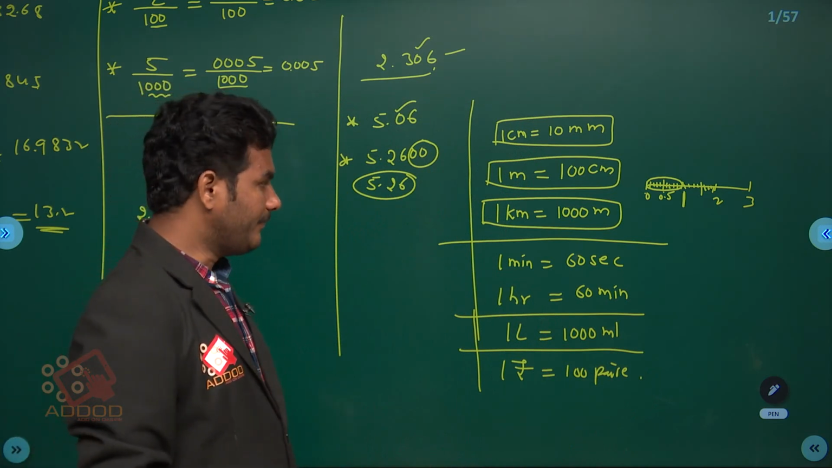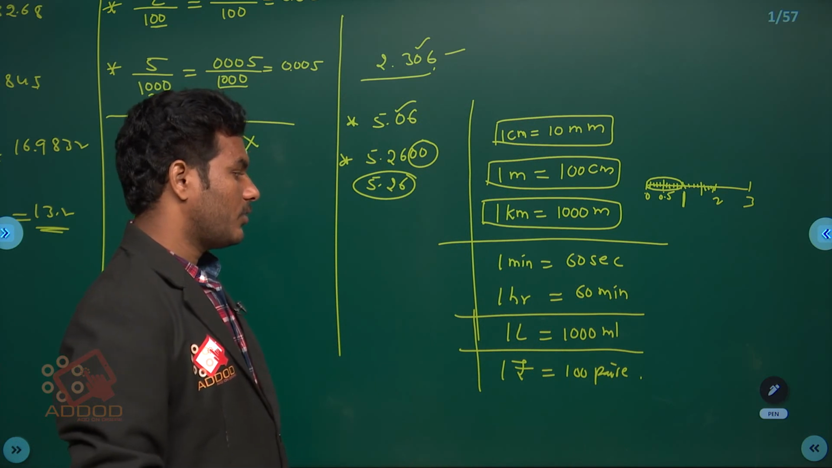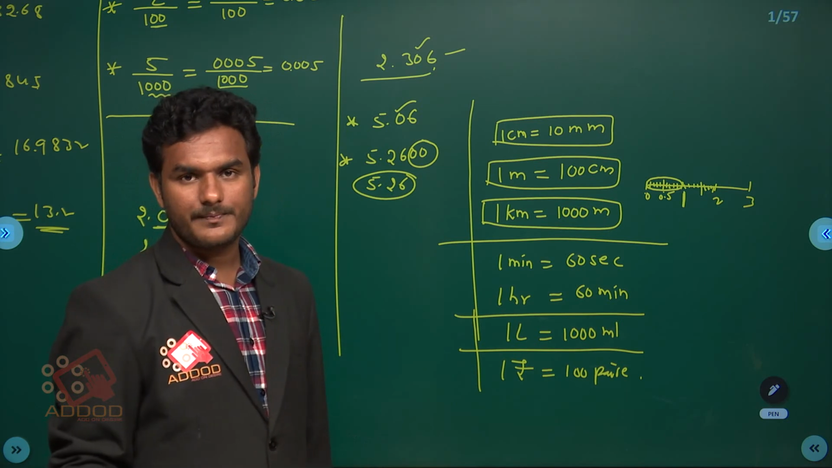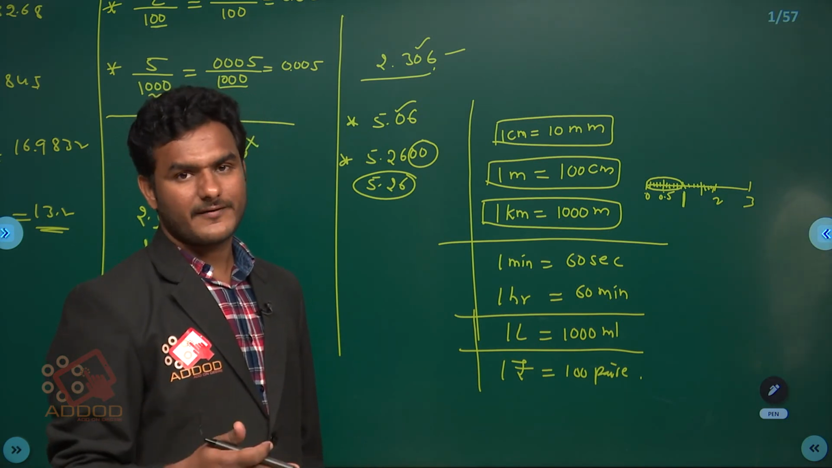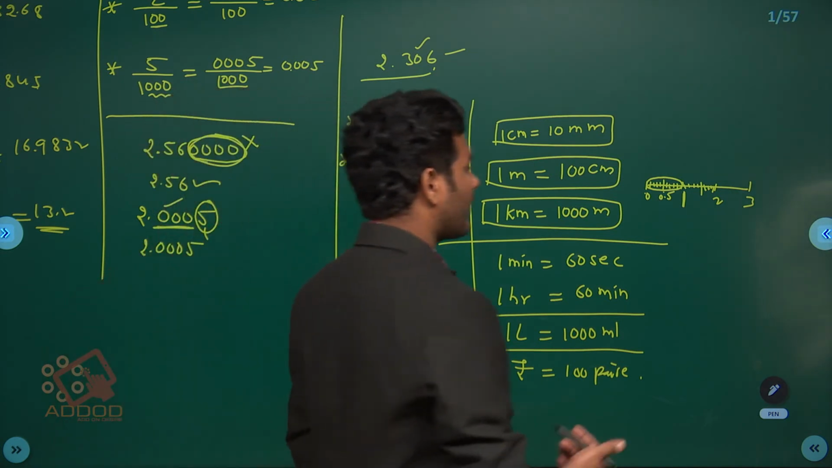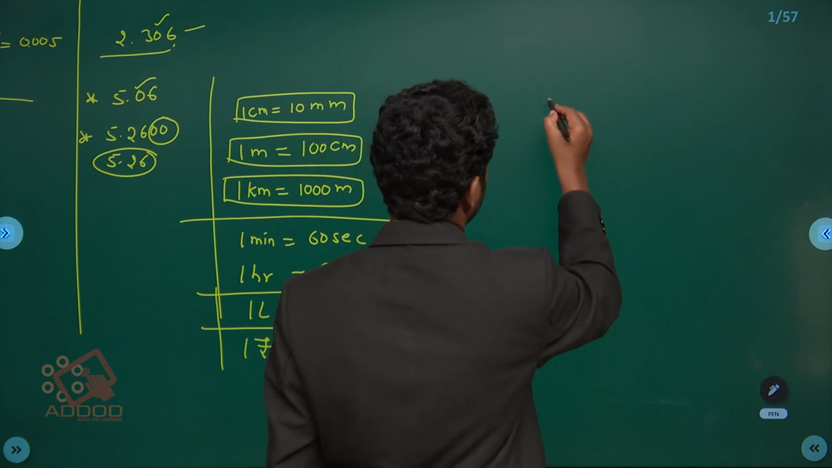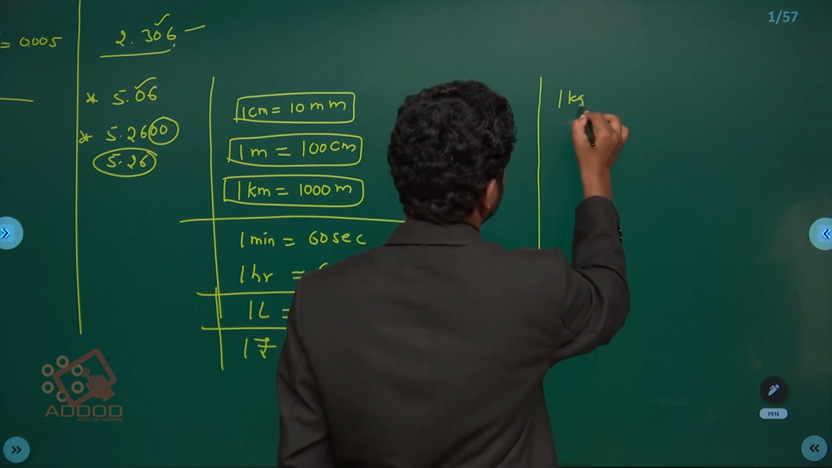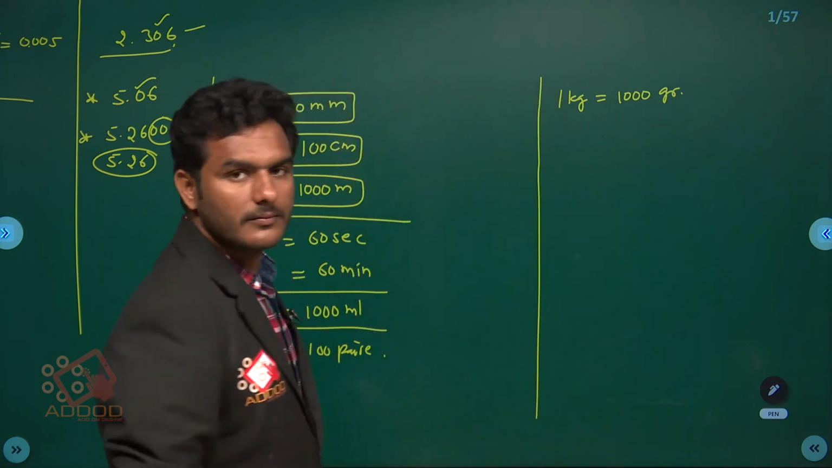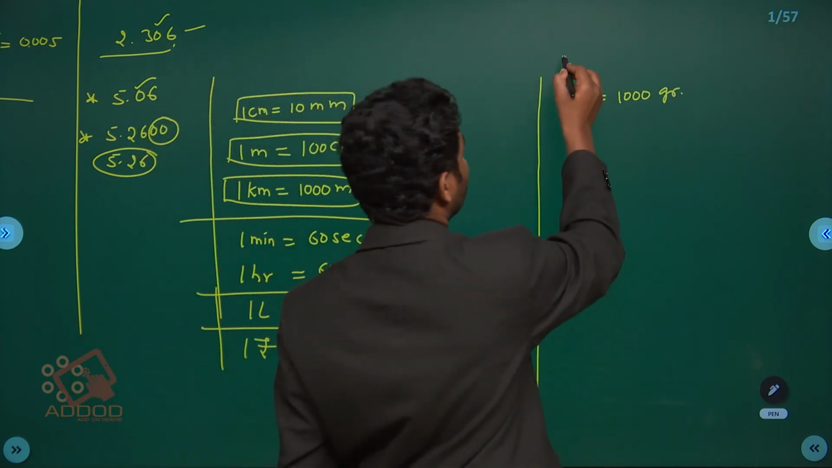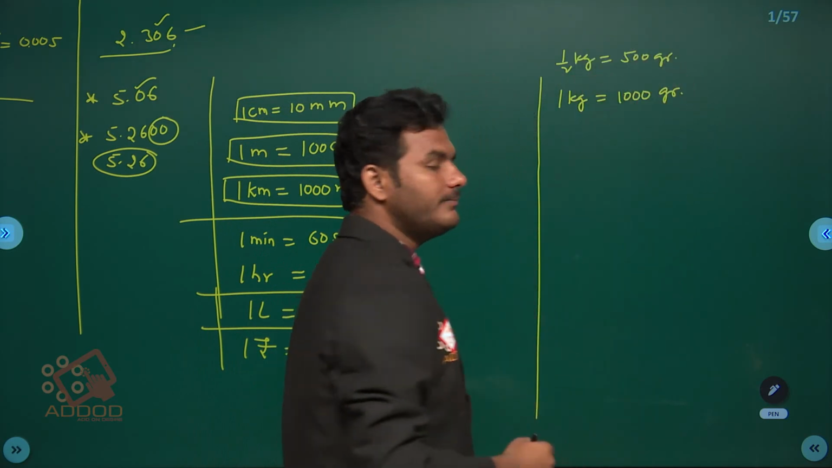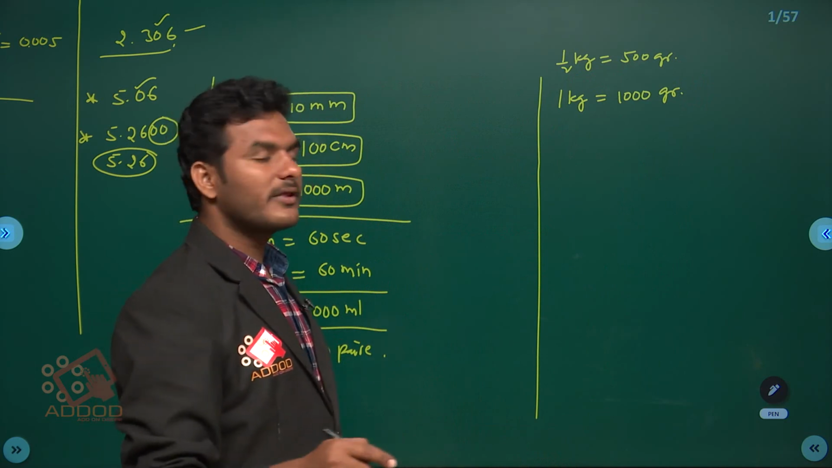Understood, children? Like that. These are some basic things. Even in grams also. 500 grams means how much? Half kg. Okay. 1000 grams means how much? 1 kg. So 1 kg is equal to 1000 grams. For example, half kg means 500 grams. 1 kilogram is nothing but 1000 grams.